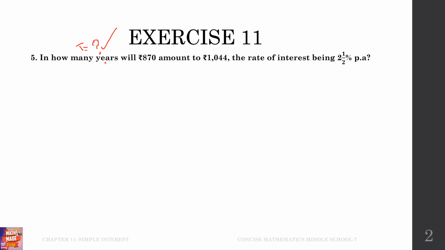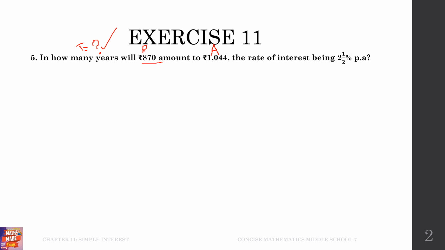And in how many years will rupees 870 amount to? That means the money that the person has taken is 870, so this one will be the principal. Amount, we all know, always means principal plus interest. So the amount which we are going to return back will be the amount. If we take the principal of 870, we need to return back interest along with this principal 870, right?